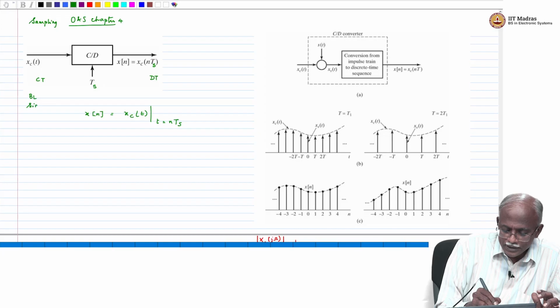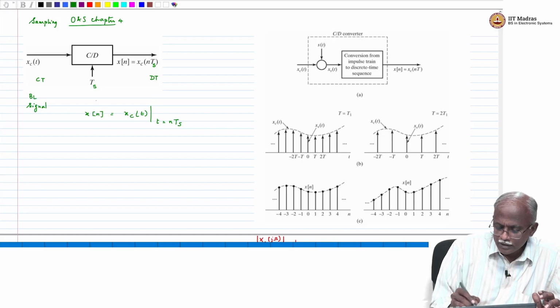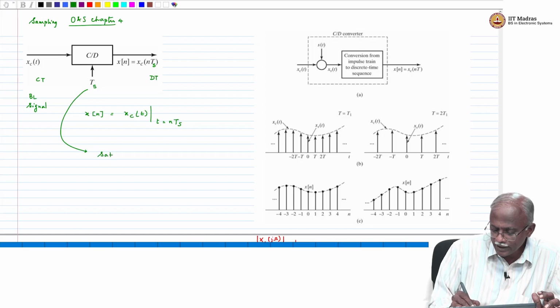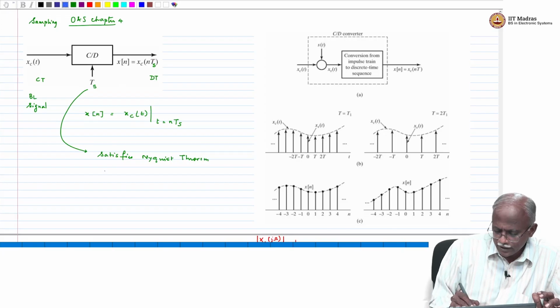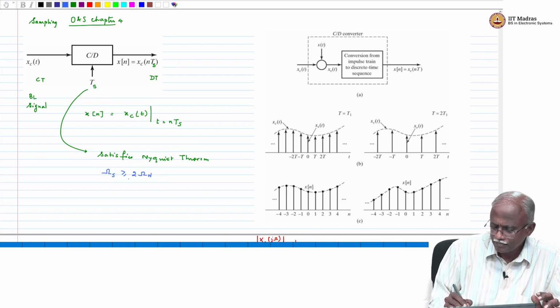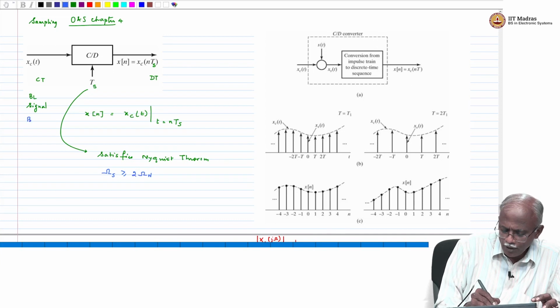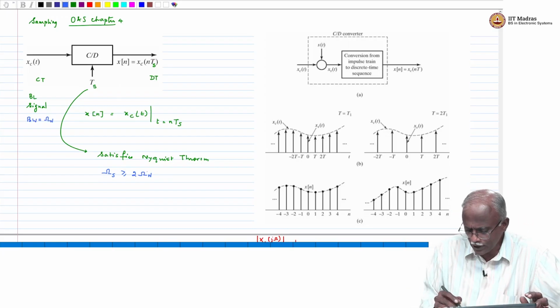Band limited signal, this sampling period satisfies the Nyquist theorem. What does that mean? It says that the sampling frequency is greater than or equal to 2 times omega n. It's a band limited signal with bandwidth equal to omega n, right? Basically, that's the highest frequency component.